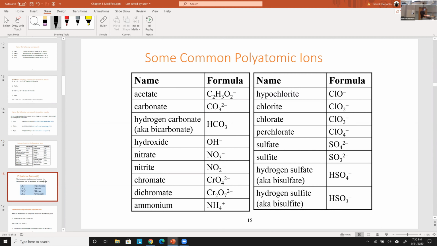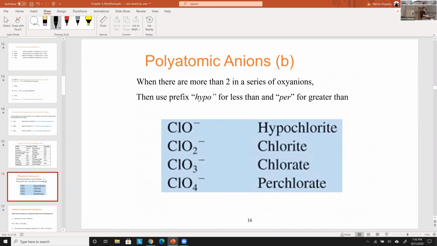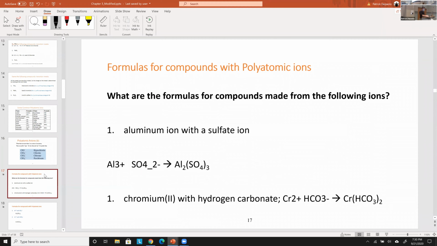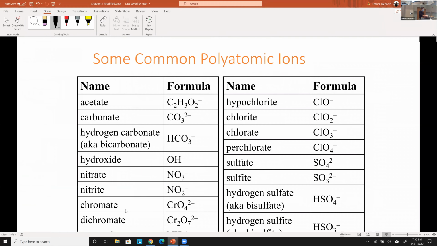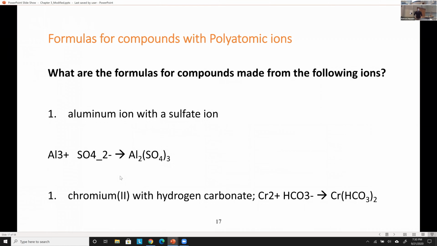Okay, so polyatomic ions, we'll be working those into our examples. We talked about the chlorates already. All right, so what are the formulas for the compounds made of the following ions? So the aluminum ion, the sulfate ion. Now sulfate is SO4 2-, and aluminum is Al3+. So again, the same things apply that we've been doing. You would use the crisscross rule, that would work completely fine, and you would get Al2 SO4 3.